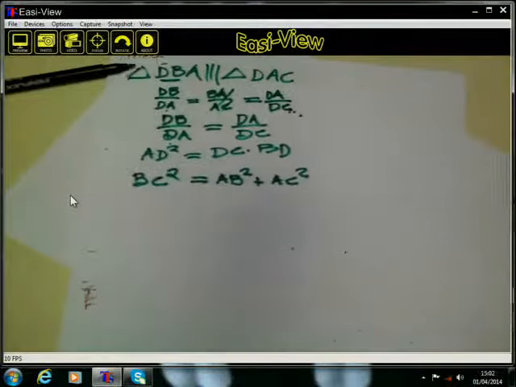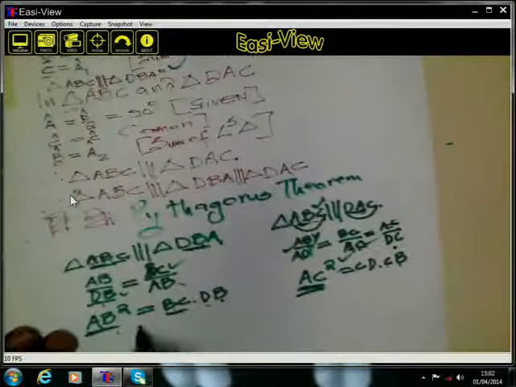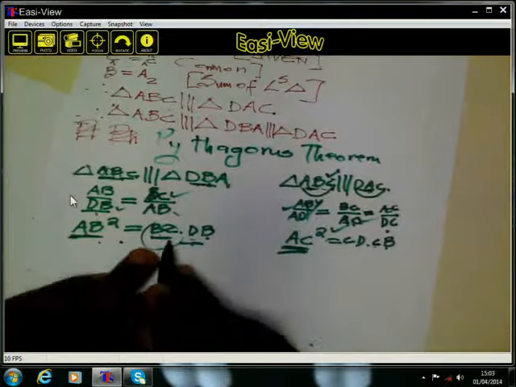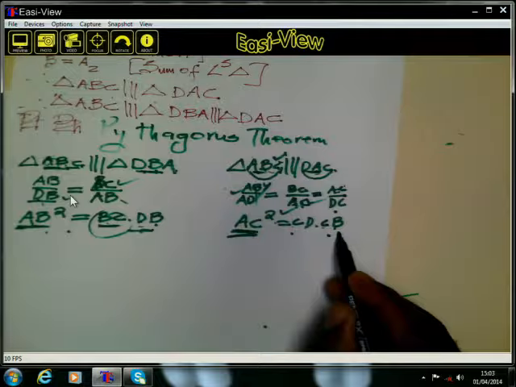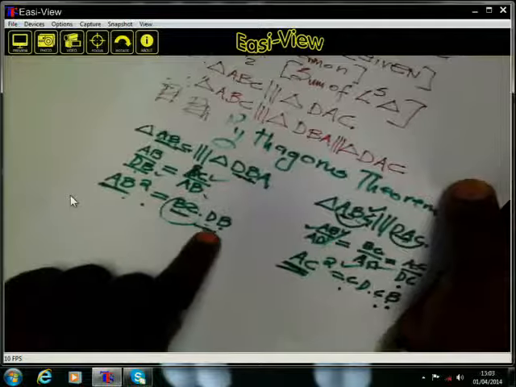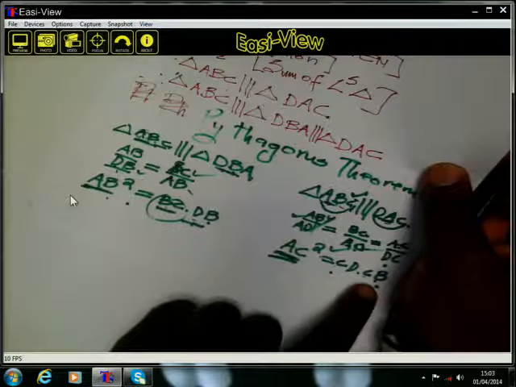But now, for us to be able to do that, we have proved the following. We have proved that AB squared is equal to BC multiplied by BD. That is what we have proved. AB squared being equals to BC multiplied by DB. And AC squared being equals to CD multiplied by CB. However, when we come to this, we realize that we want BC. Now we can express AB in terms of BC multiplied by CD, and AC in terms of CD multiplied by CB.